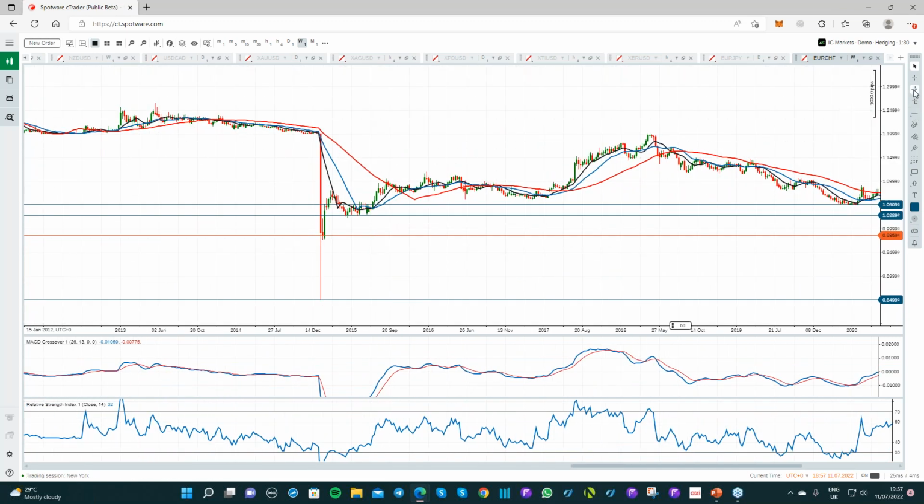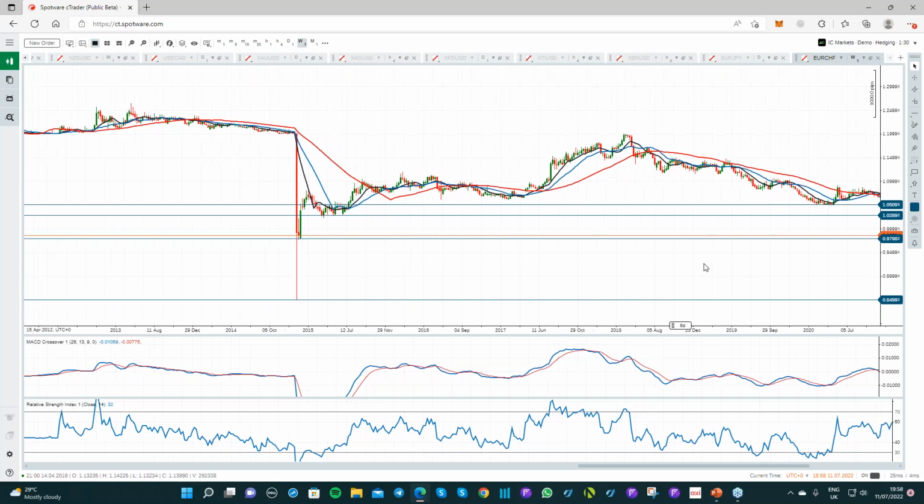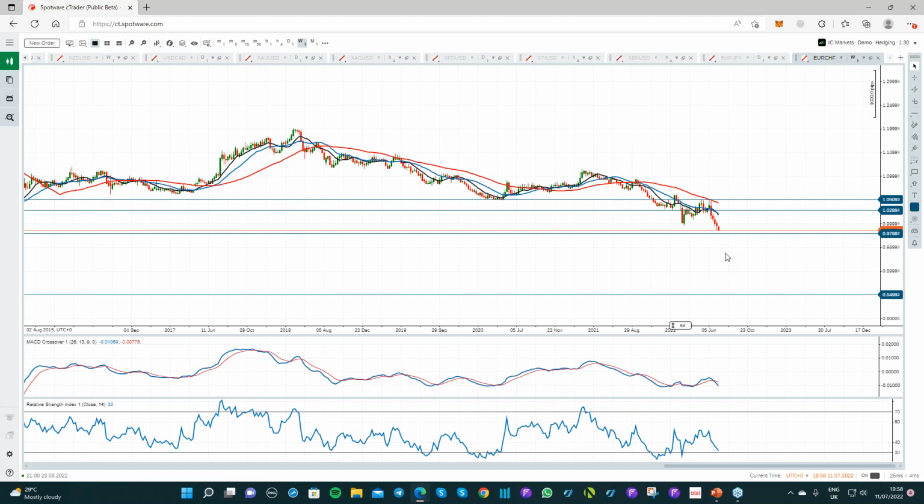This level that price is currently at, down here, there's also been some reaction at that level, so I would have that currently pretty close to where price currently is actually. So those are the levels that I would have drawn in on Euro Swiss.